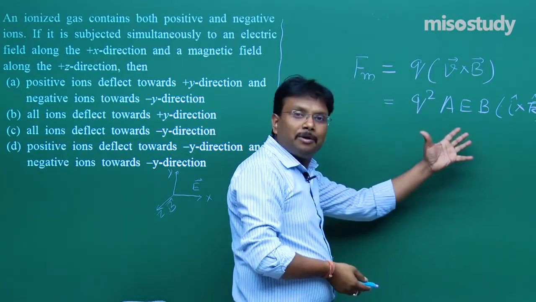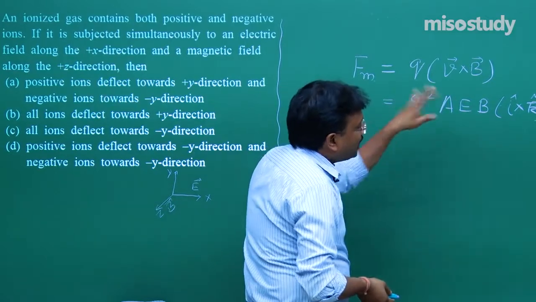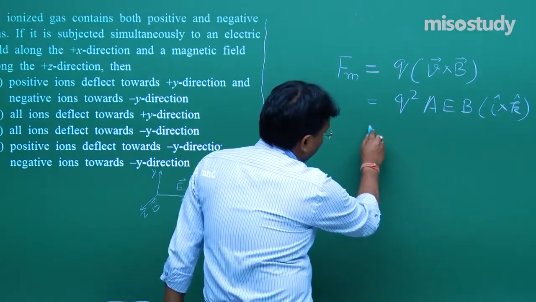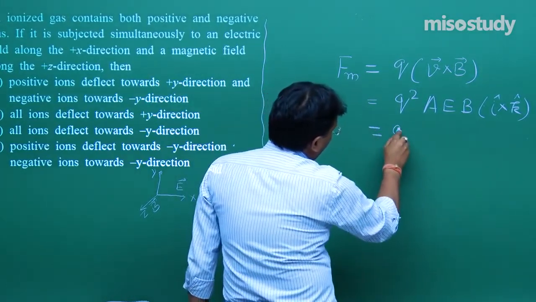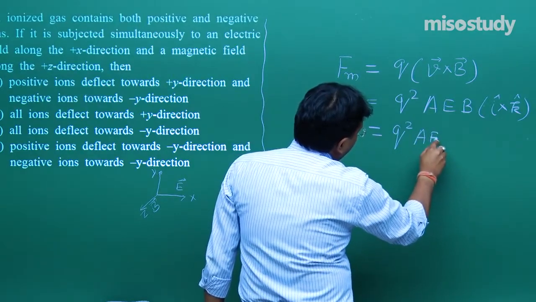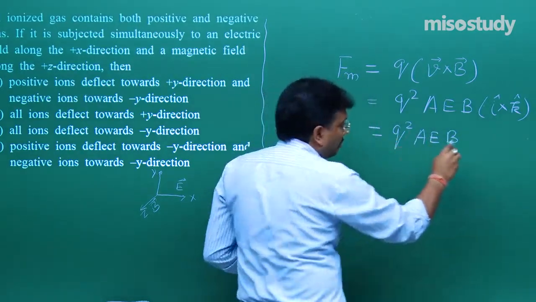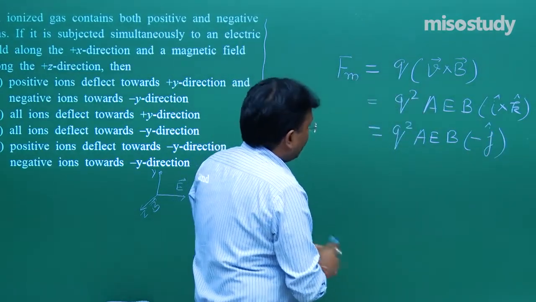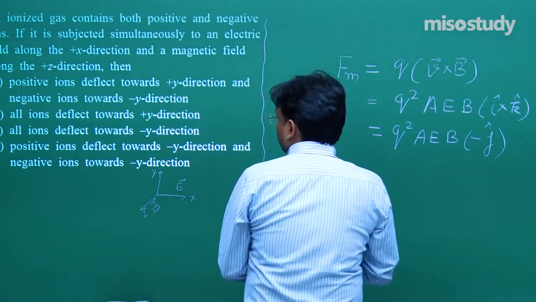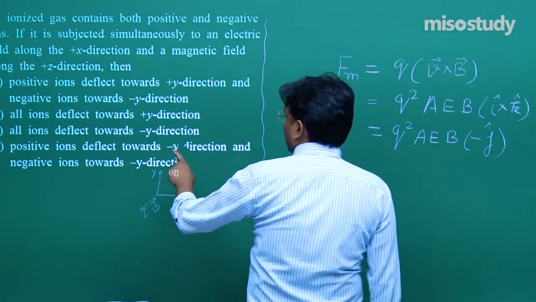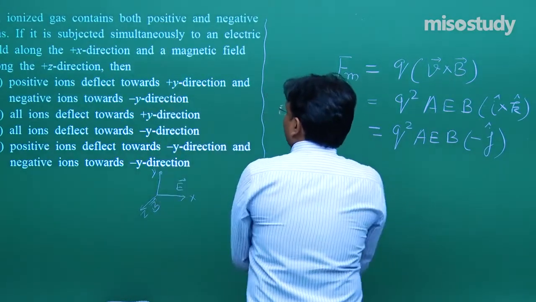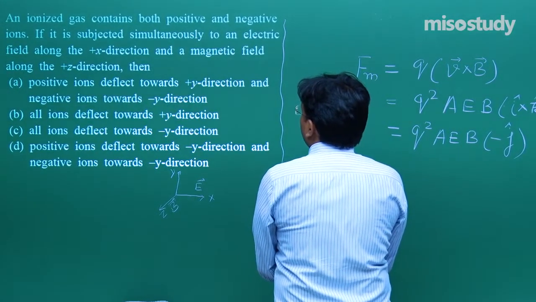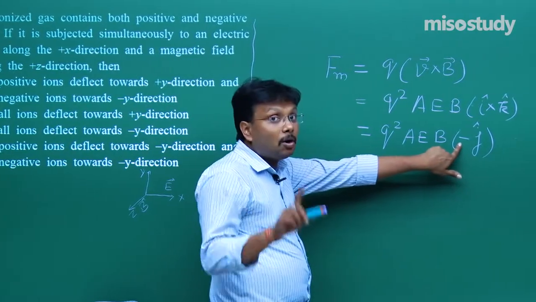I hope you all are comfortable with this i cross k. Okay. So, what does i cross k mean in cross product? Minus j. Fine. So, directly I am writing it as q square a E B, and minus j cap. So, now the expression is with you, and now you can read the options. Positive ions deflect towards positive y direction and negative ions towards negative y direction, but I am getting only one direction.